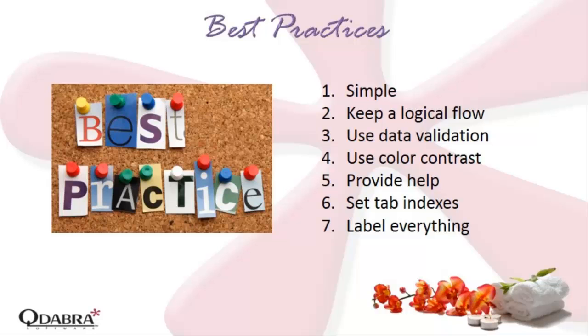A -1, for example, takes an item out of the tab index, and I'll show this to you later during the demo. Finally, label everything. Anything the user needs to fill out should be labeled. And this list could go on, so I'll try to address the rest during the demo.